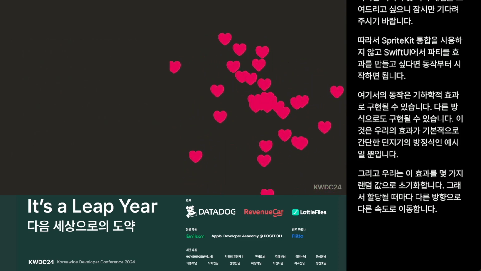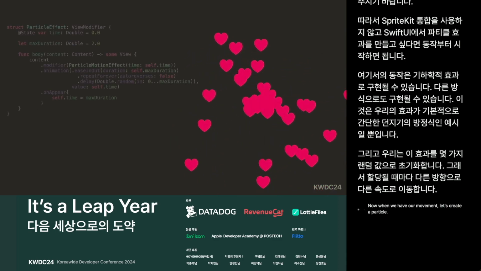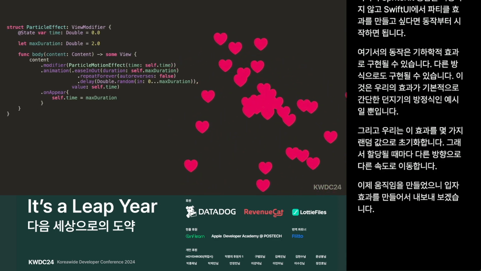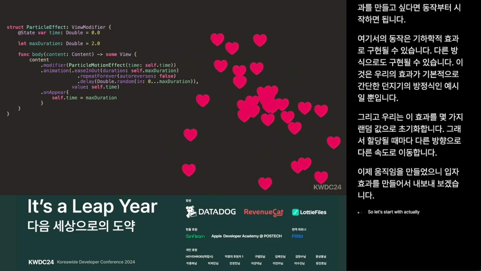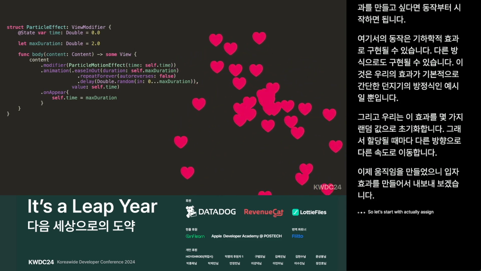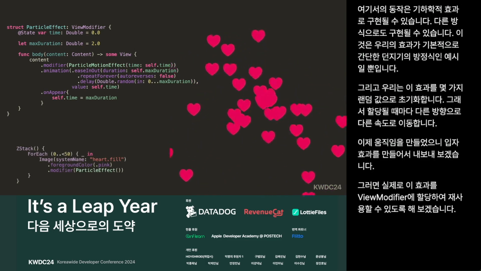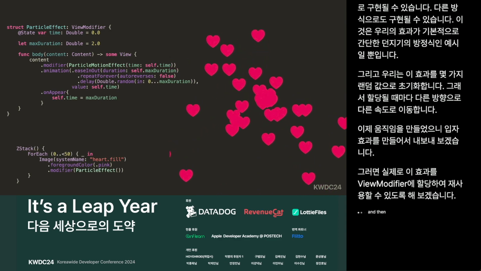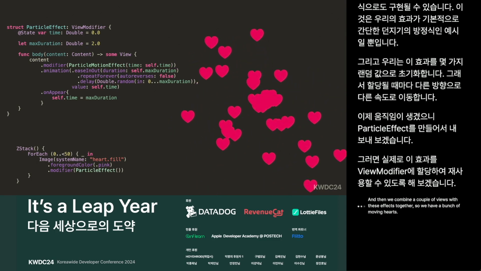Now when we have our movement, let's create a particle effect and emitter from it. So let's start with assigning this effect into a view modifier so it can be reused. And then we combine a couple of views with these effects together. So we have a bunch of moving hearts.